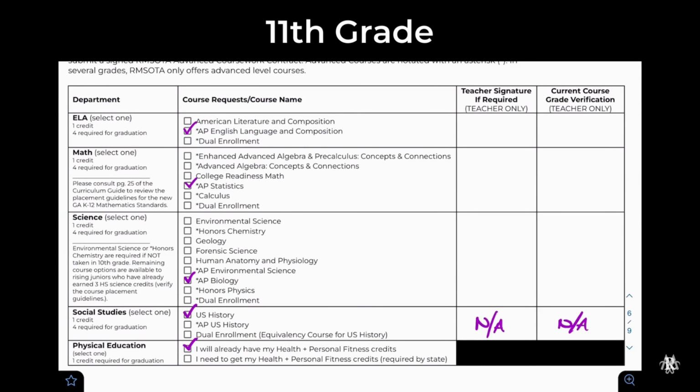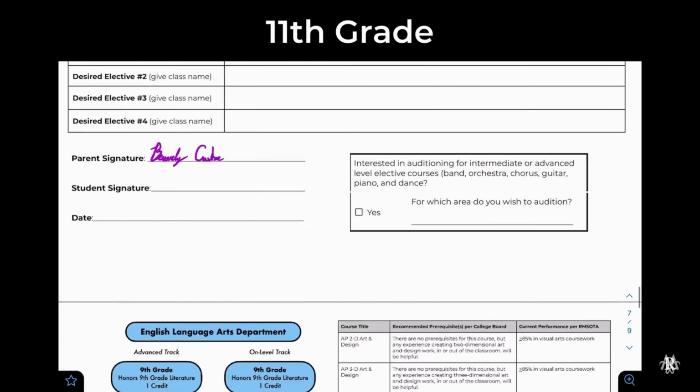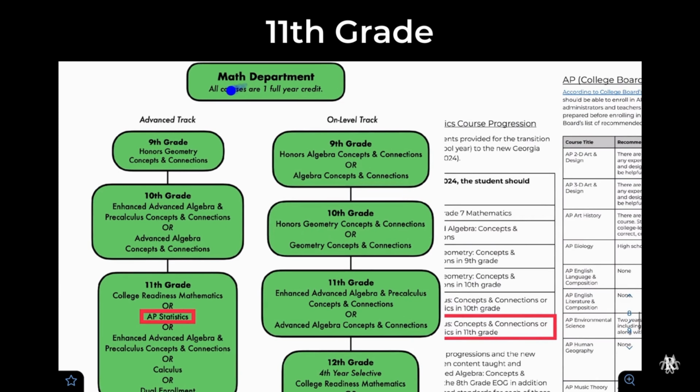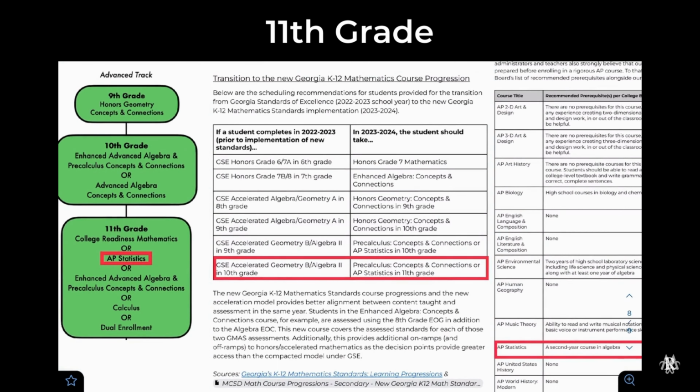Math is tricky this year because the state is transitioning to new standards and course titles. There's so many choices. Looking at the 4-year course sequence is confusing because the course that Wesley is currently taking isn't listed anywhere on the visual. The next page in the guide provides a table for this transition year. Wesley is currently in Accelerated Geometry B Algebra 2. Therefore, he qualifies to take Pre-Calculus or AP Statistics.